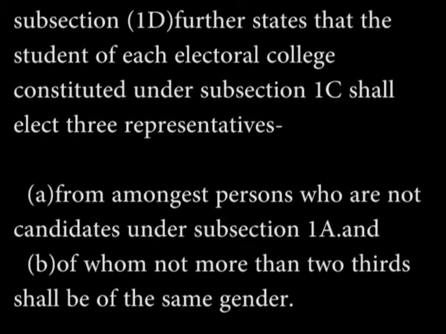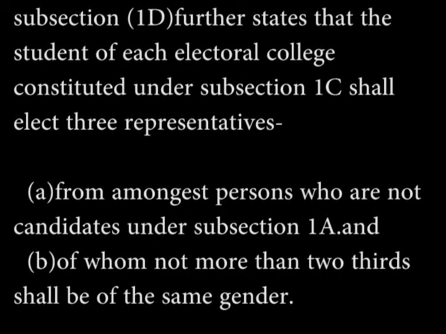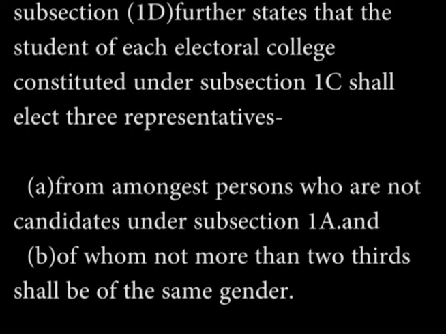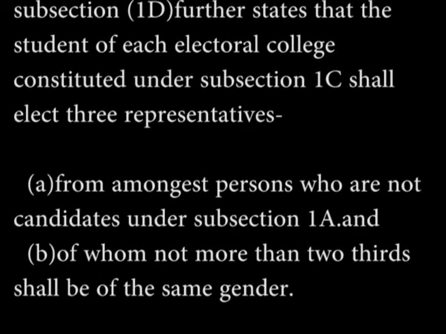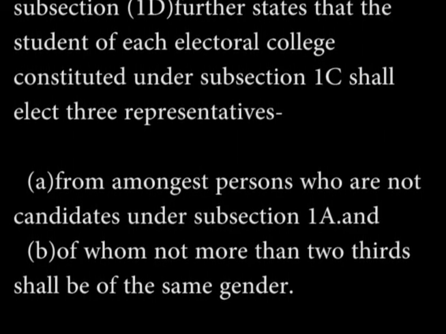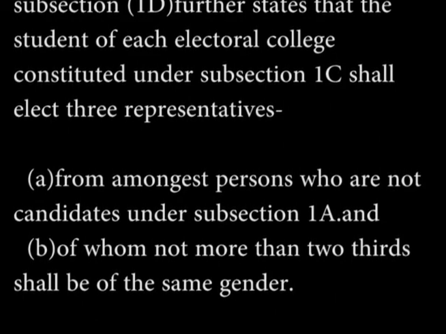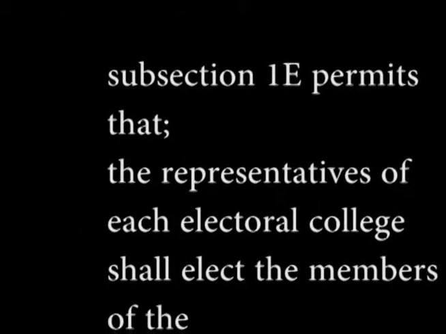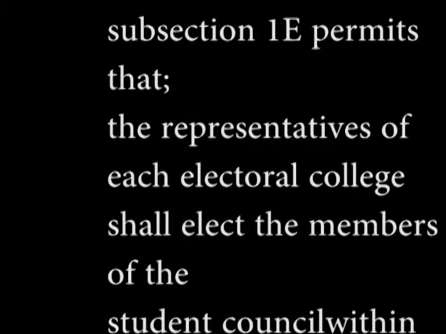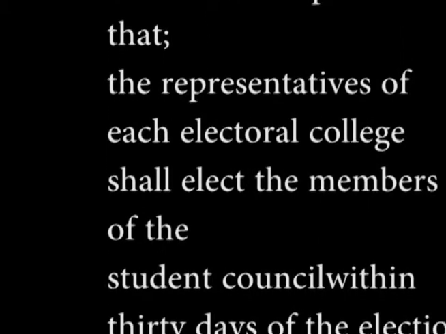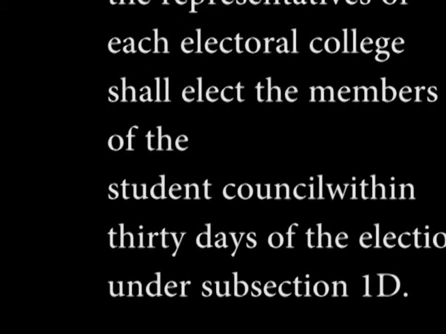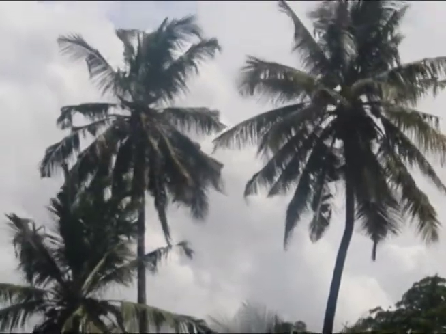Subsection 1D further states that the students of each electoral college constituted under subsection 1C shall elect 3 representatives, A. from amongst persons who are not candidates under subsection 1A, and B. of whom not more than 2/3 shall be of the same gender. Subsection 1E permits that the representatives of each electoral college shall elect the members of the student council within 30 days of election under subsection 1D.